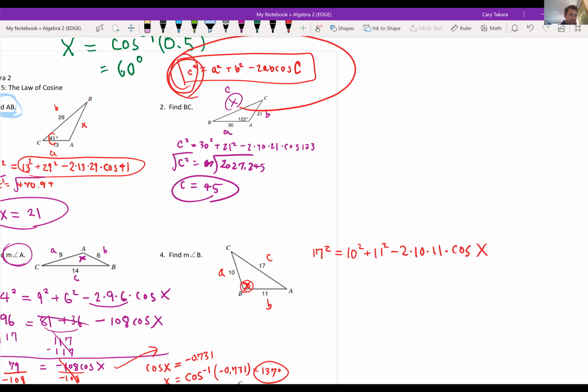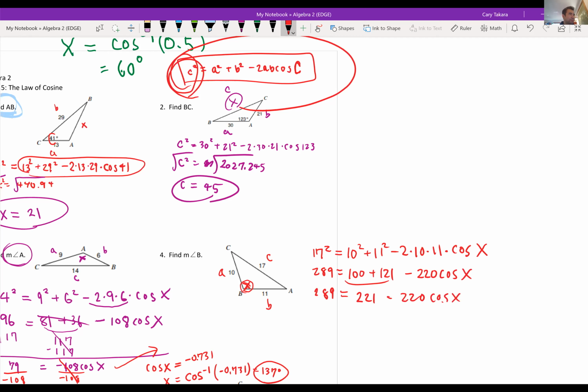Now, I don't know what 17 squared is. 17 squared is 289. 10 squared is 100. 11 squared is 121. I know that. And then minus 2 times 10 times 11, that's 220 cosine of X. Okay. So now it's a little bit simplified, right? And we can even simplify a little bit further. What's 100 plus 121? You can add that. That's 221 minus 220 cosine of X.